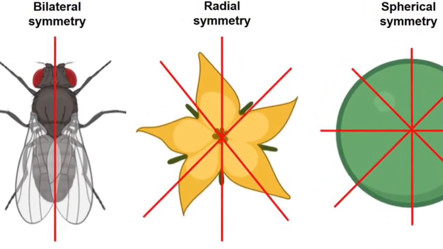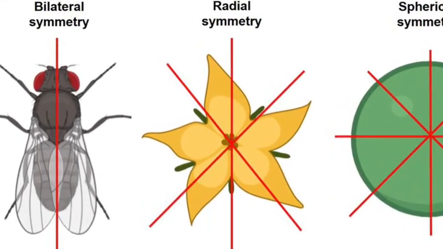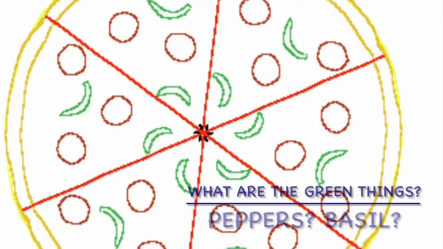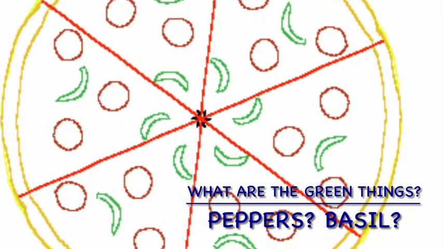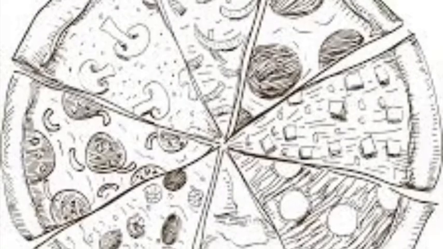It's when you divide from the center point, from the radius. So it's like slices of a pizza and each slice is exactly the same. In this pizza, we see each slice has 3 pepperonis and 2 green things. This pizza does not show radial symmetry because all the slices of pizza are different.